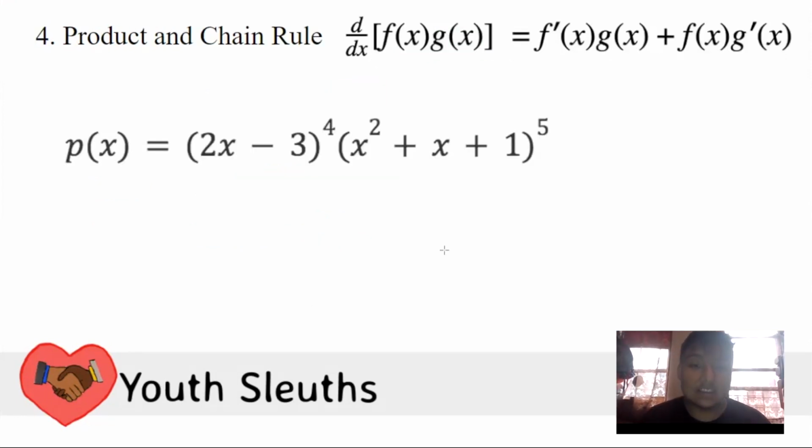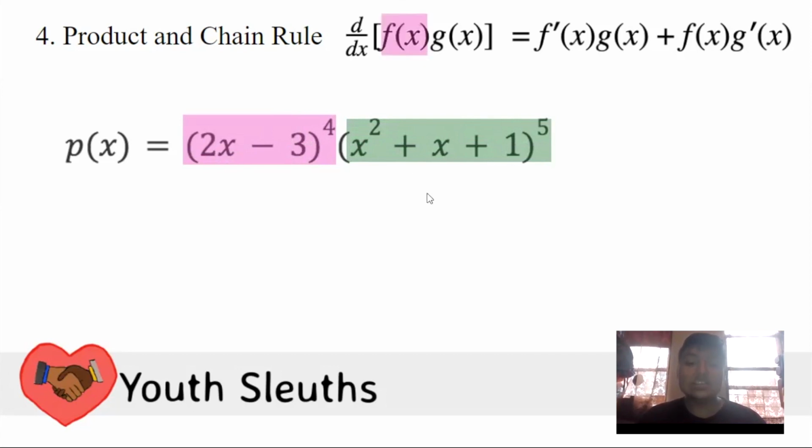If we see on this slide, we can see that we're going to have to require both the product rule and the chain rule. The first thing that you should notice is that we're multiplying two functions, 2x minus 3 to the 4th, and x squared plus x plus 1 to the 5th. Since we know we're multiplying two functions, we know that we have to use the product rule to find the derivative. So we'll have 2x minus 3 to the 4th be f of x, and we'll have x squared plus x plus 1 be g of x.